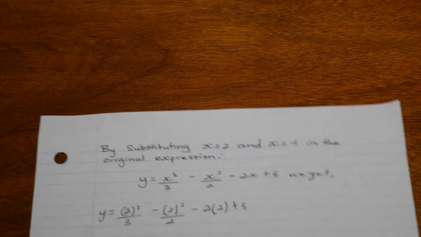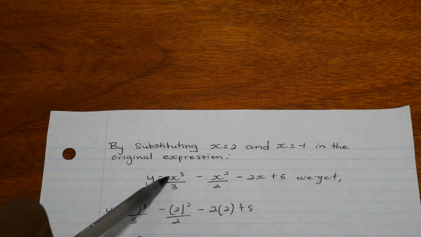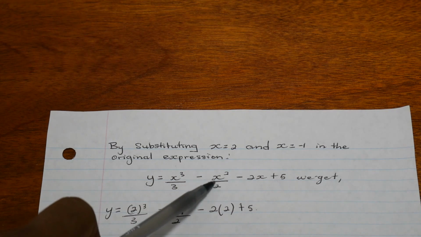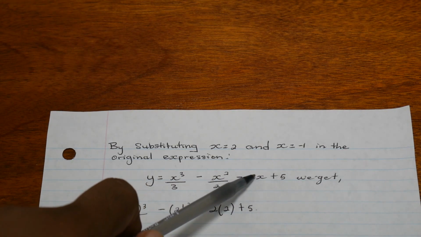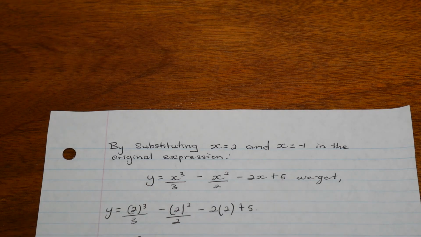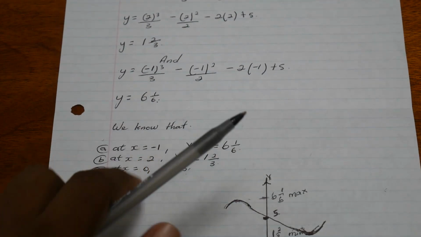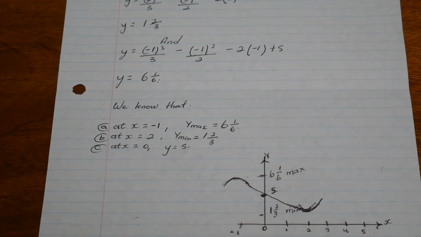Upon substituting 0 in the original function, this will go to 0, this will go to 0, and this also will go to 0, leaving us with positive 5. So hence y is equal to 5. So you replace that now onto the graph, indicating it onto the graph.